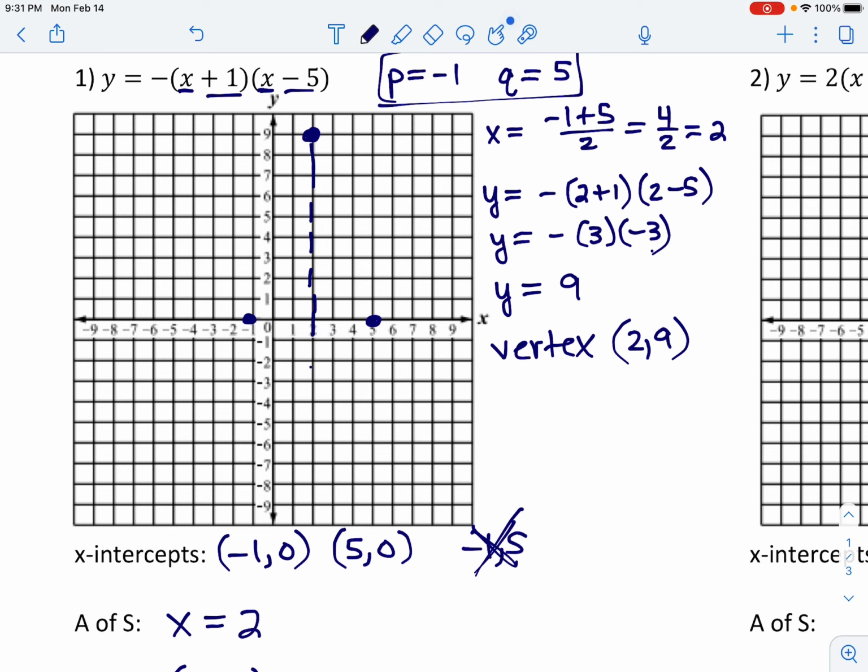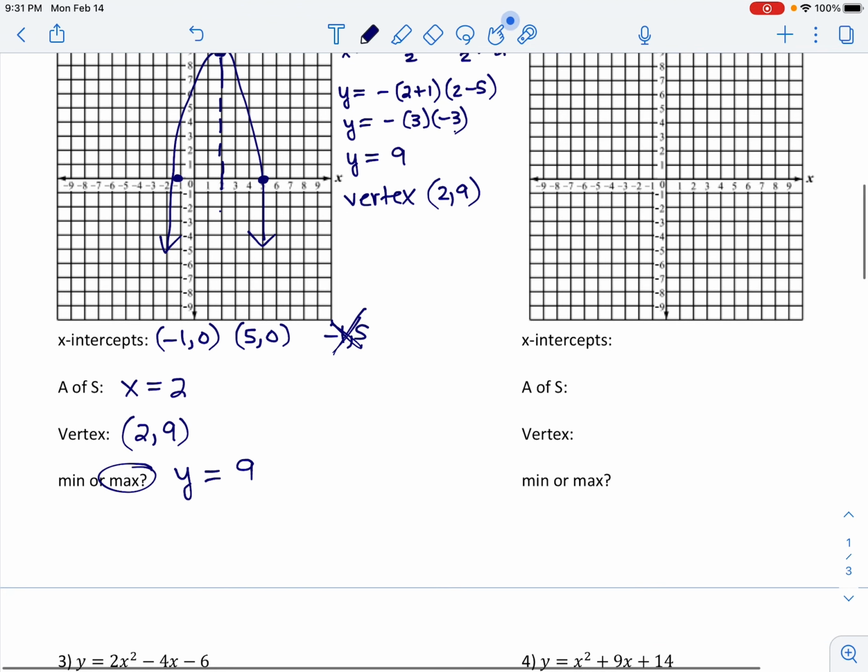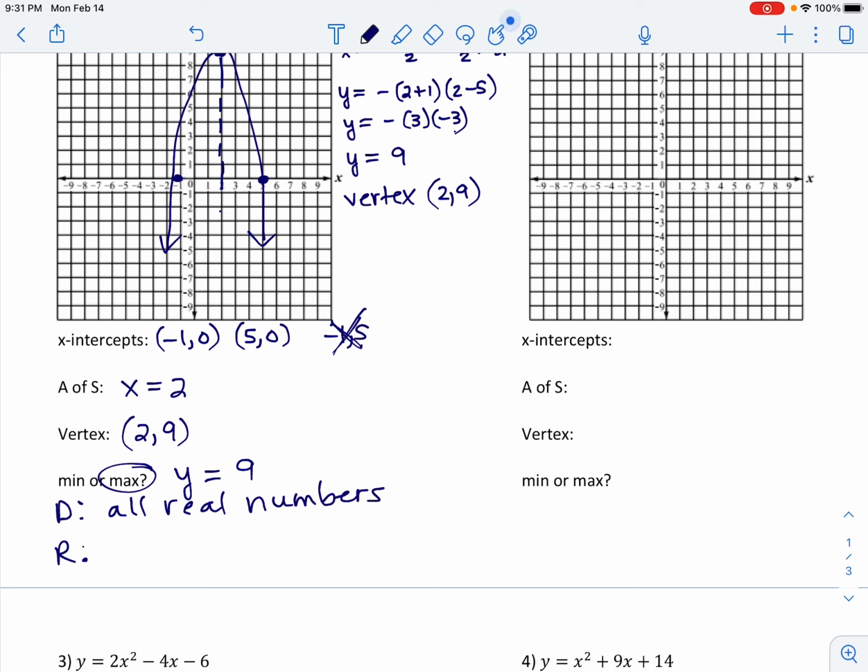So now we can draw the parabola. And now we can answer our question, is it a maximum or minimum? It's a maximum at y equals 9. And I'm going to add something here. What is the domain and what is the range? So the domain we know is always all real numbers. And the range, because it's opening down, it's going to be y is less than or equal to 9. It's always the y value of the vertex.